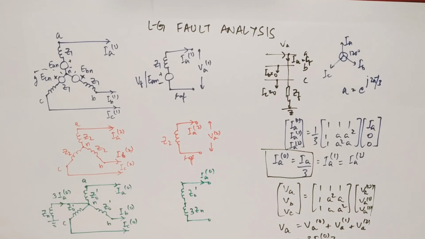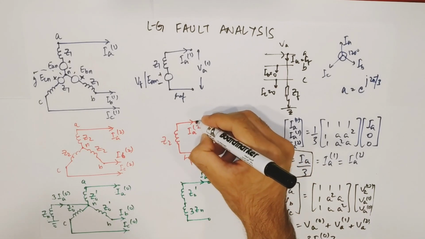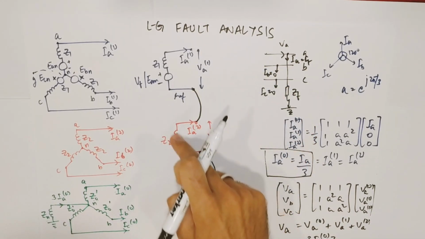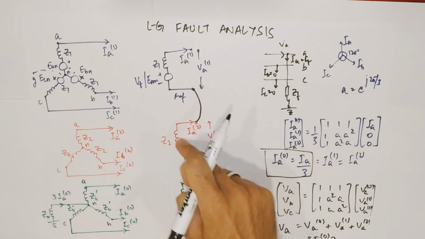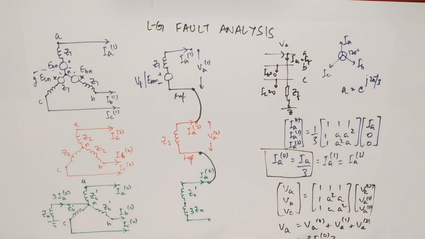Now if you see from this point that all the currents are same, that is only possible in case of series. If you connect these circuits in series, if you connect this with this, then the current flowing from here to here shall remain same, as they are all connected in series. So IA0 is same as IA2 is same as IA1.